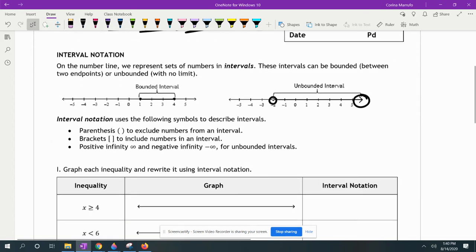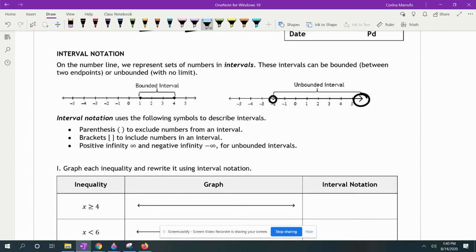So for the unbounded, you will use parentheses. For the open circles, you will use parentheses to show that they do not touch that point, or do not include that point. With the included points, you are going to use a bracket. For example, on this one you'd be using a bracket, and for these ones you would be using parentheses. Positive infinity and negative infinity are for unbounded intervals, which I went over.